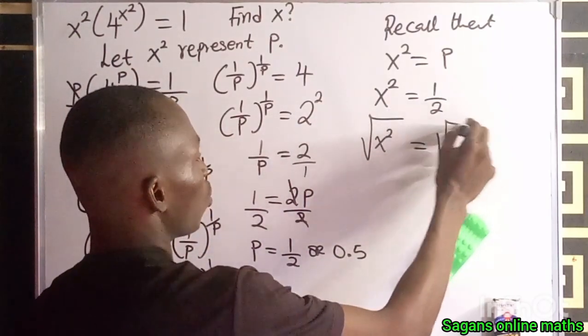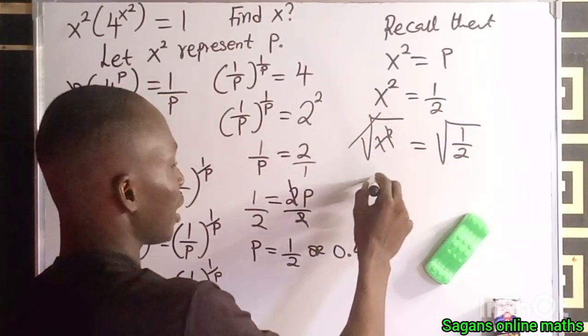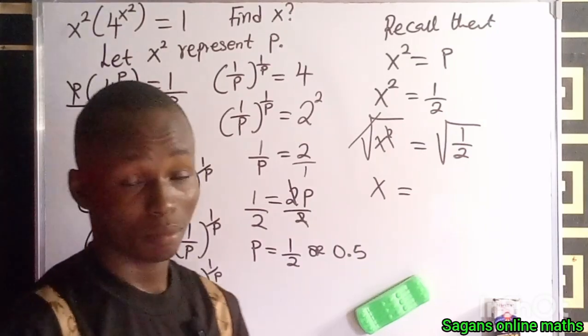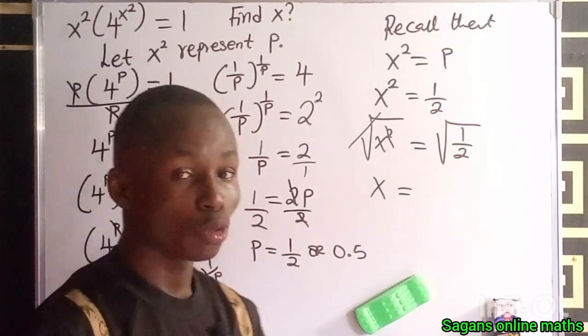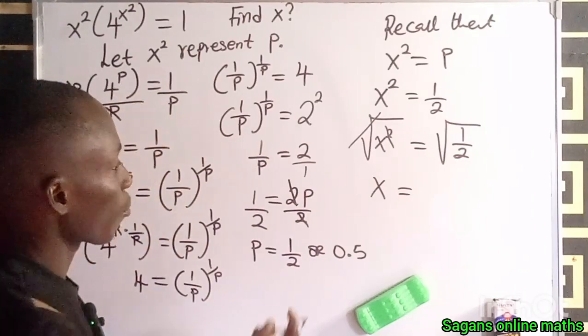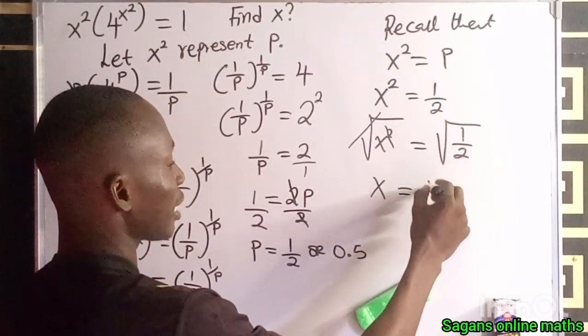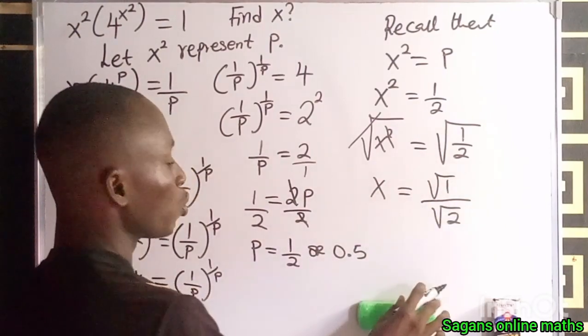Equals root of what? Root of 1 over what? 2, right? Now the square root cancels out what? The square. You see that x is equal to what? Now let's simplify our answer to the lowest term, right? Now let's obey one of the rules of surds. This square root you are seeing affects the numerator, and also affects the denominator. I can also write it as root of what? 1 divided by what? Root of what? 2. Remember that root 2 is what?